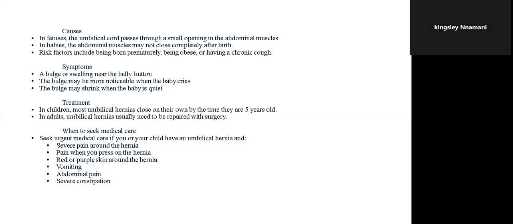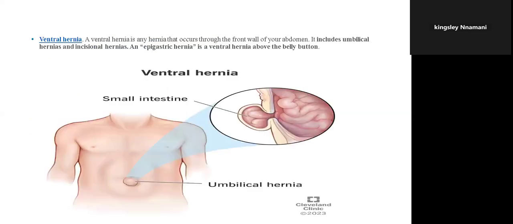What are the symptoms? A bulge or swelling near the belly button. The bulge may be more noticeable when the baby cries. So in children, when the baby cries and that particular navel region pushes forward, you see the place appearing swollen. But when the baby is quiet, you find the navel region becomes a bit calm. That place looks normal. So when you observe this in babies, we are looking at that particular type of hernia. That's umbilical hernia. Now let's look at the next one.